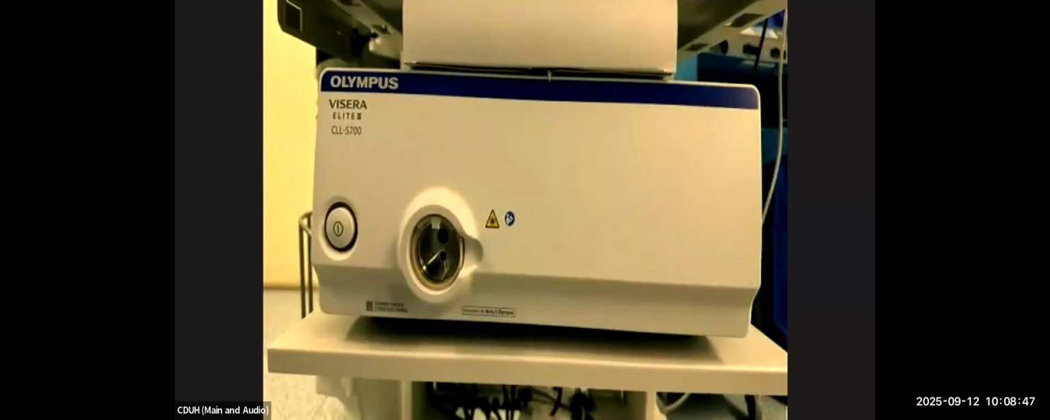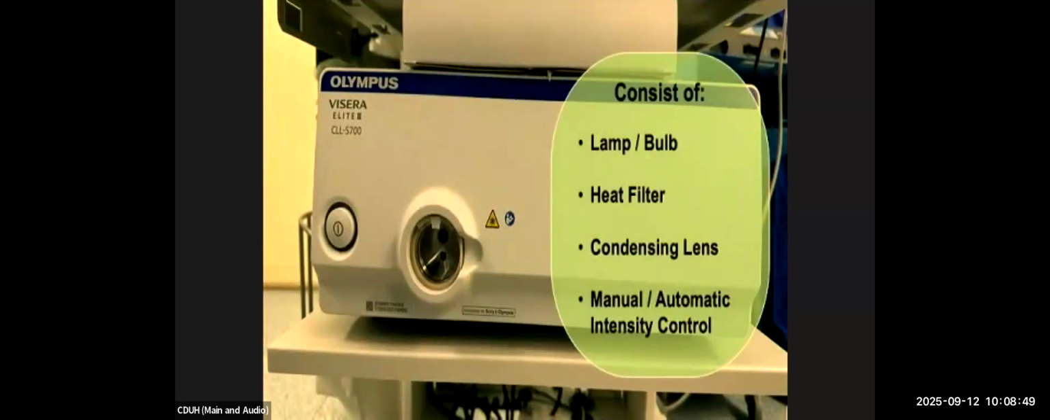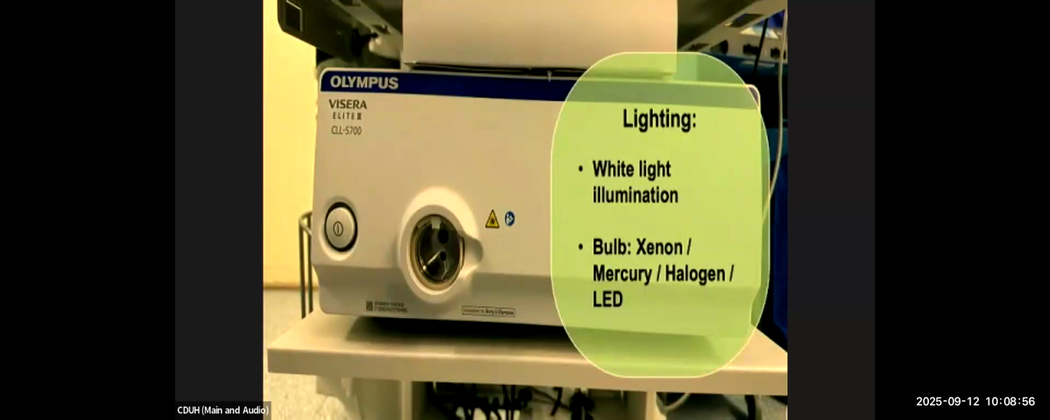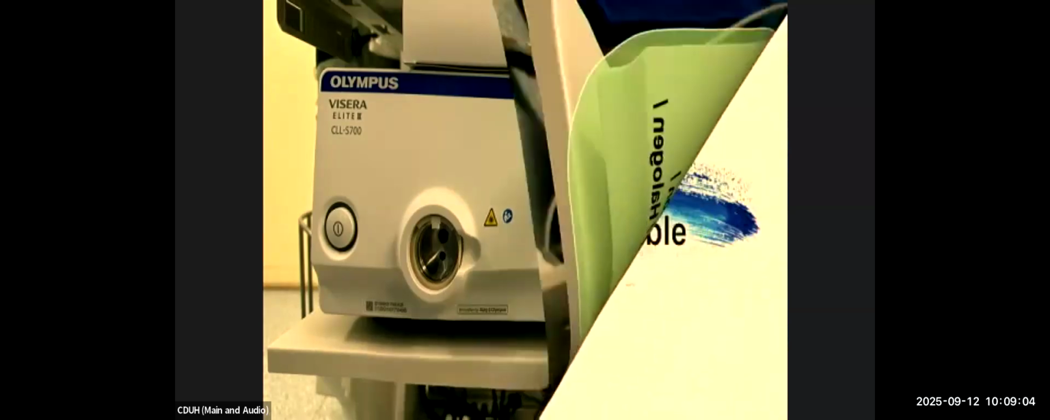Next is a laparoscopic light source. This is how it looks. It consists of a light bulb, heat filter, condensing lens, and also manual and automatic intensity control. The lighting is white light illumination, and the bulb last time was a xenon, mercury, or halogen, and nowadays they are using LEDs.